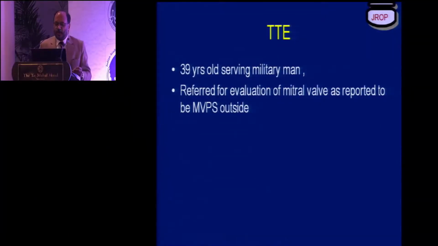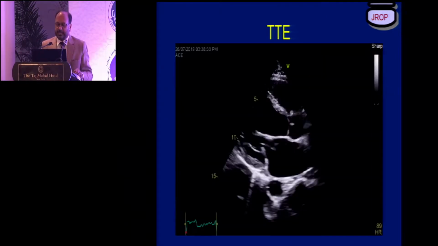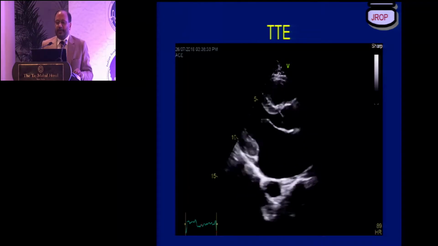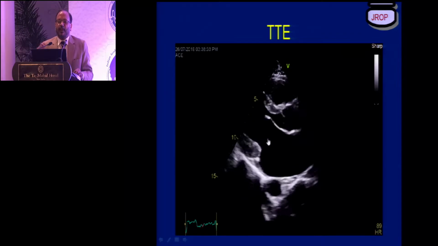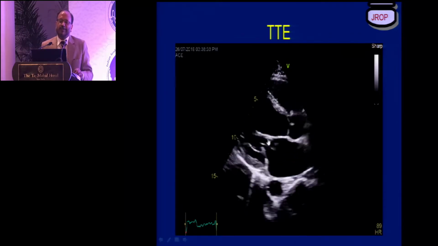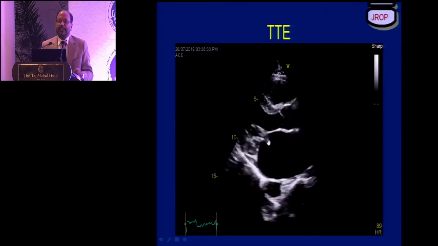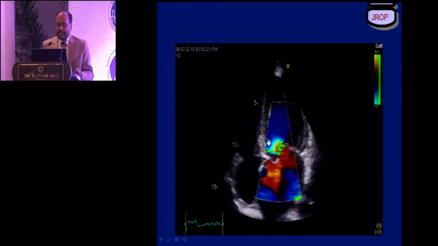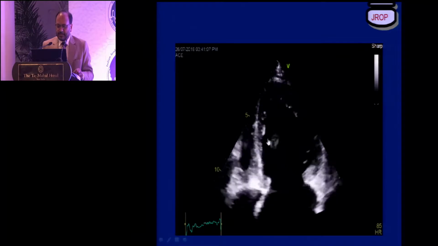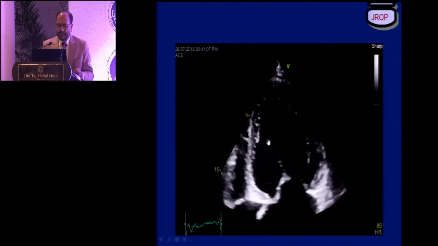A 39-year-old male serving in the military for the last 10 years, referred for a mitral valve evaluation, reported outside as mitral valve prolapse syndrome. Look at these images. All of us will agree on one common entity: he has mitral valve prolapse syndrome. The AML is prolapsing, flail into the AML. He has torrential mitral regurgitation. Normal LV systolic function.